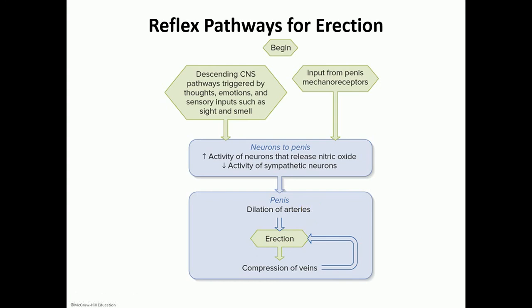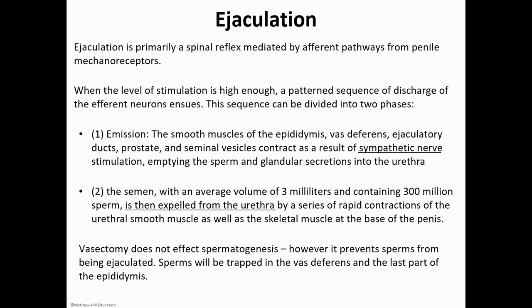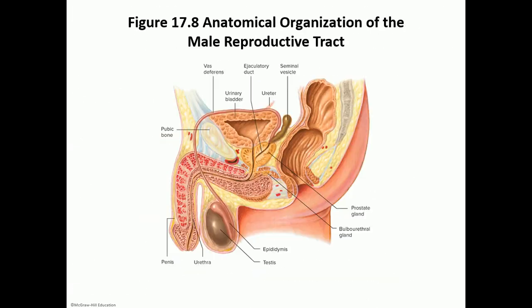So erection is mainly under the control of the parasympathetic stimulation. Ejaculation, though, you'll find is more under the control of the sympathetic nervous system. Ejaculation means pushing the sperms that have been stored in the epididymis through the vas deferens, and you can go back to that picture to understand how that is.